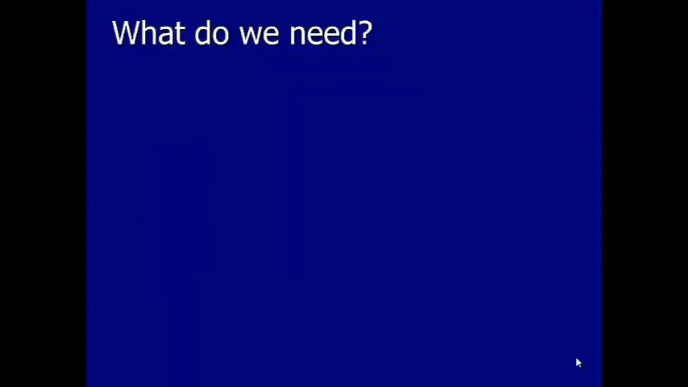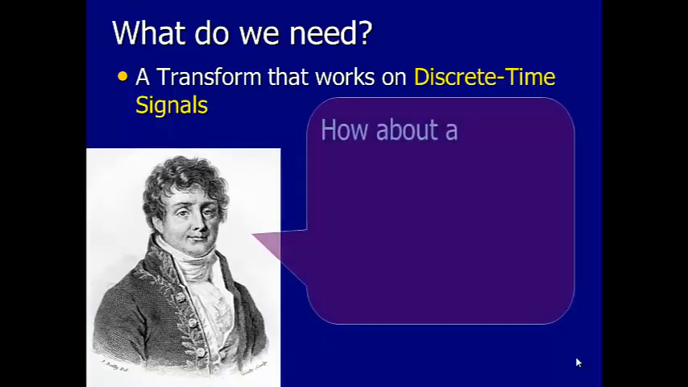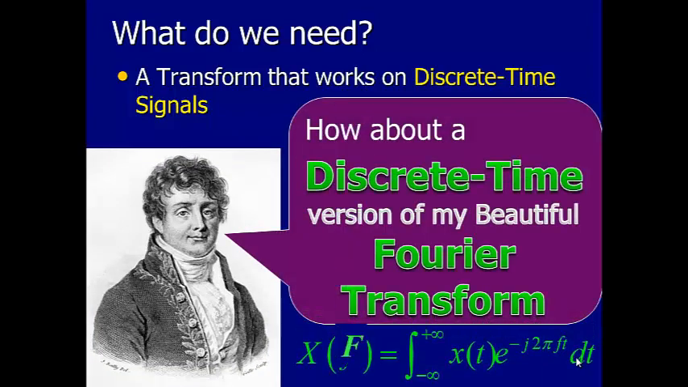So, what is it that we need? We need some way to take time samples and rearrange them so that we now have frequency information. Different from what you've done before in 228, we need a transform, a mathematical transformation that works on discrete time signals, that works on samples, not a continuous signal. Now, go back to our buddy Mr. Fourier. He says, I have this beautiful transform. Why don't I make you a discrete time version of my beautiful transform?